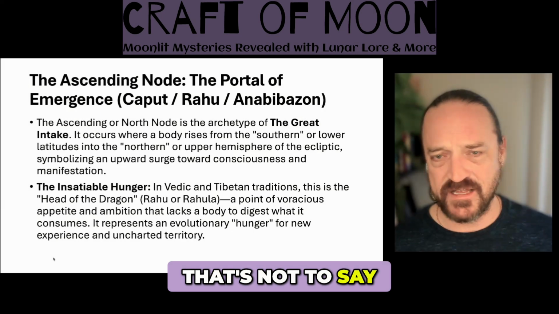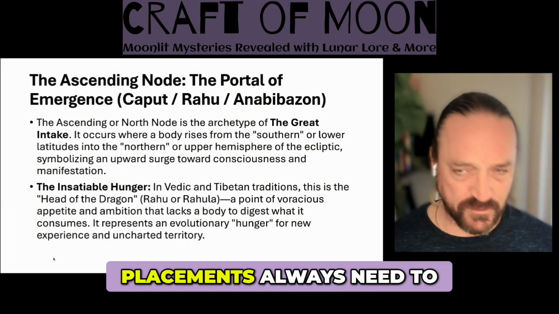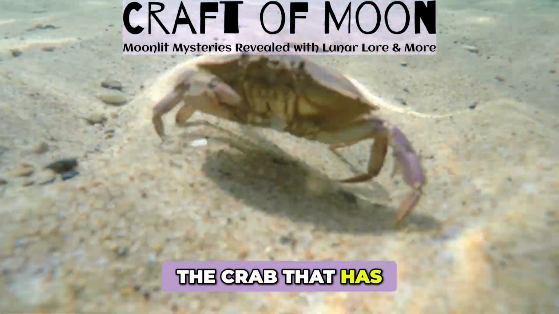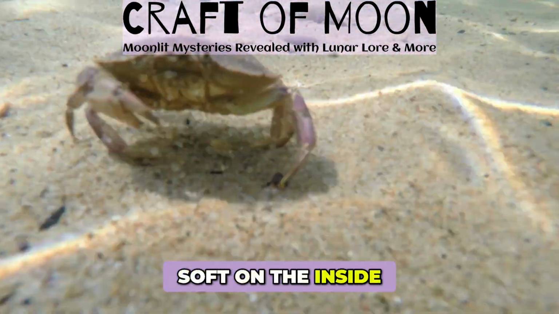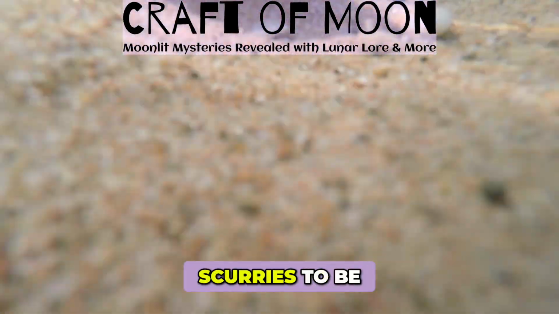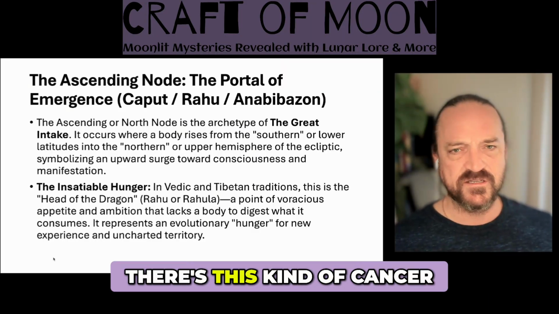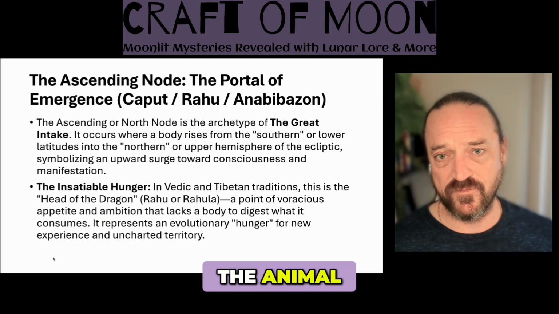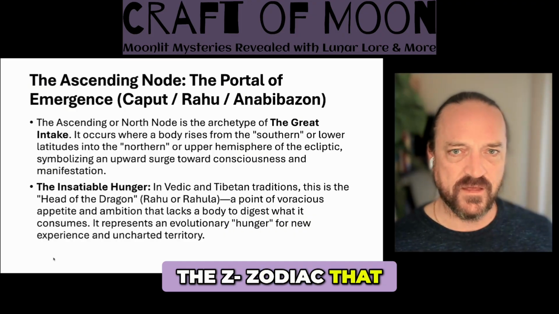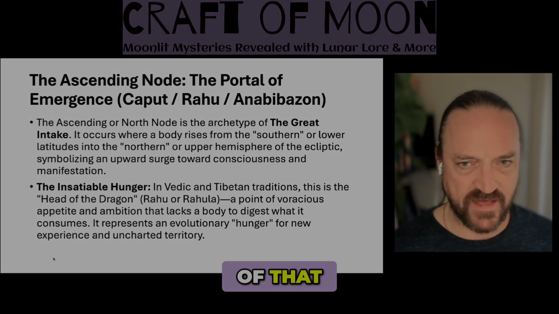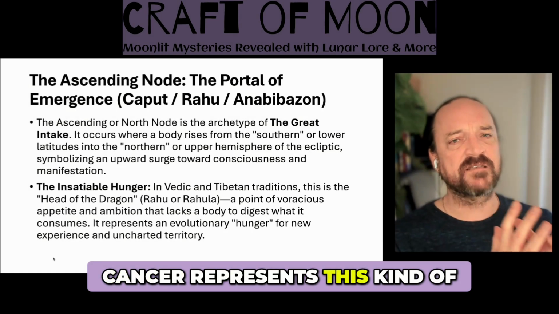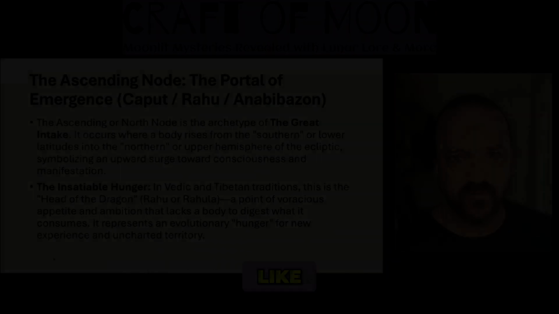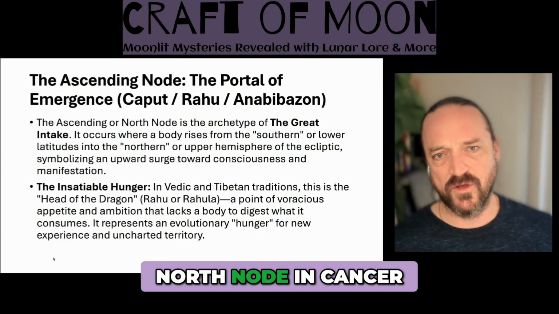That's not to say that people with strong Cancer placements always need to stay inside. But the archetype of Cancer is a crab that has a shell and is soft on the inside, needs to be protected, and scurries to stay hidden. There's this archetypal understanding based upon the animal, the zooidea that is the totem of that zodiac sign. So Cancer represents this need for safety and security, and this is what the world is hungering for. That's how we can think of the Pluto North Node in Cancer.